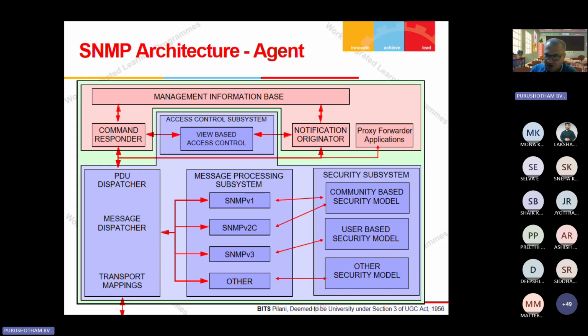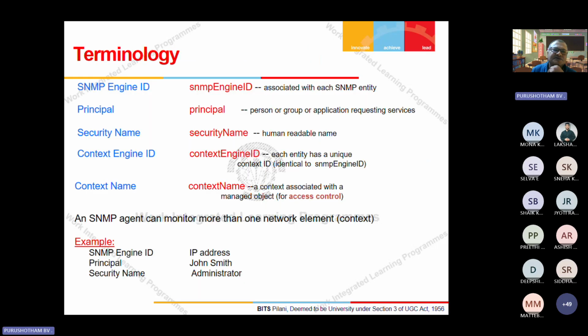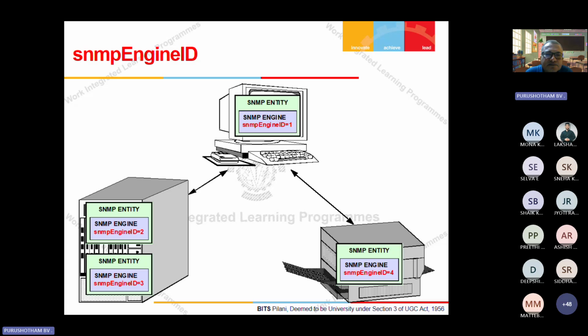Okay. This is the architecture. The SNMP engine will be there. A principal is a person or a group of applications requesting the services. The security name is in a human readable format. Then the context engine ID is the entity of the unique context, the context name. So that will help you join the things.